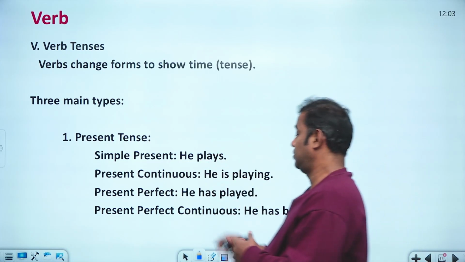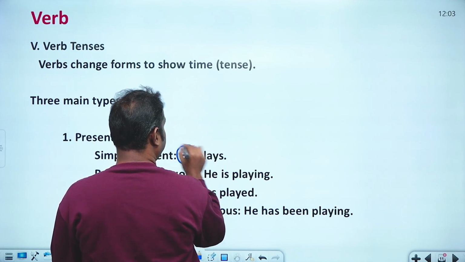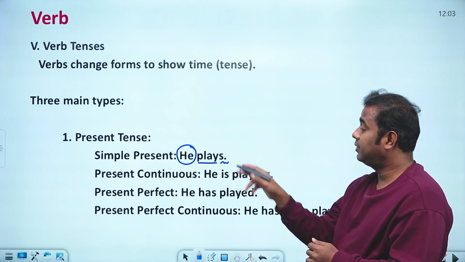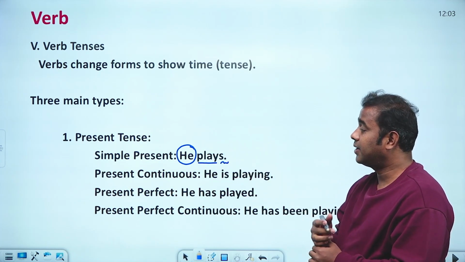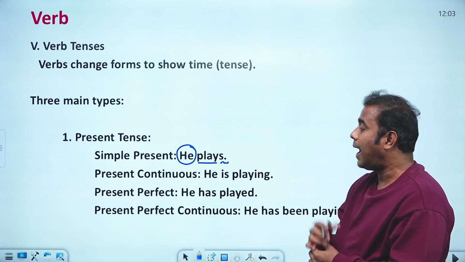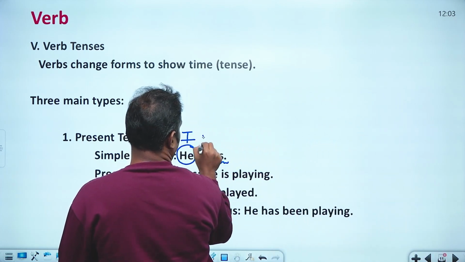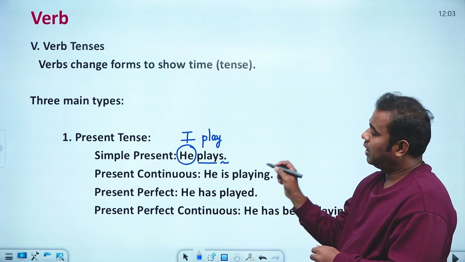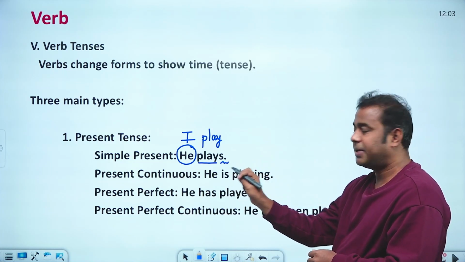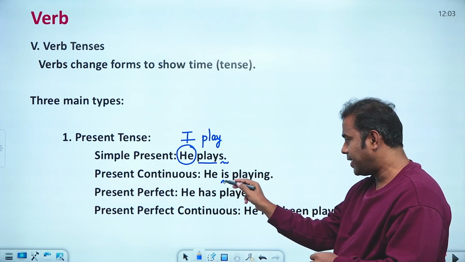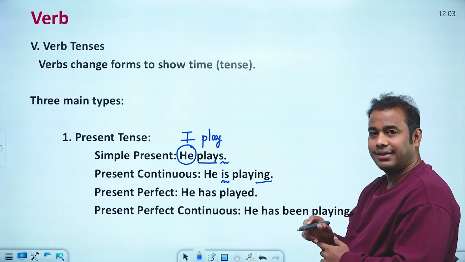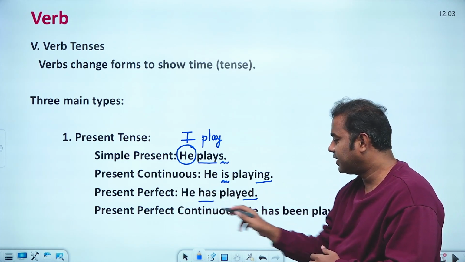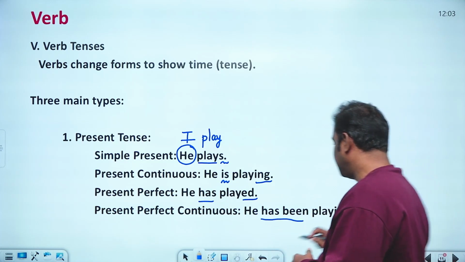Okay, he plays. So this is for he, and here we are going to add s. The verb is play, and because it's third person singular, s is added at the end even for a simple present. I play cricket. He plays cricket. That is simple present. In present continuous, he is playing. So we have added the verb is, and also ing at the end. Present perfect, he has played, with ed at the end. In present perfect continuous tense, he has been playing, with ing added.